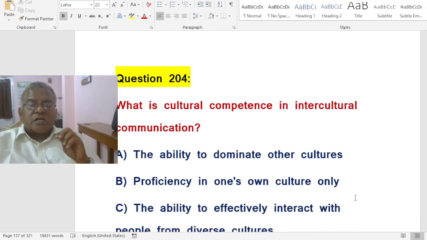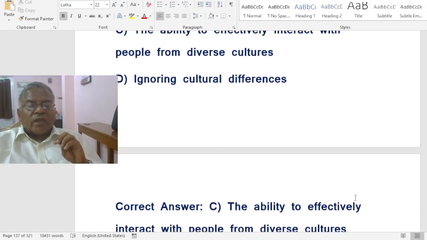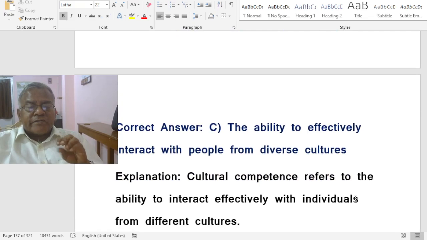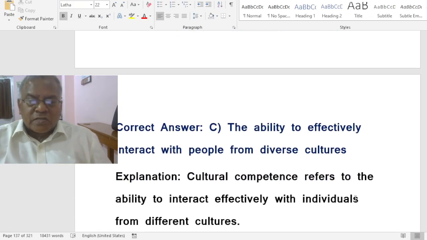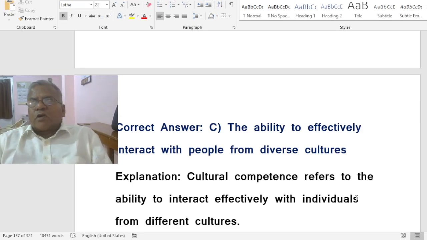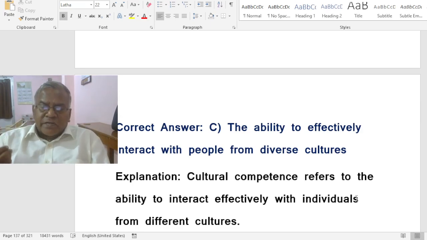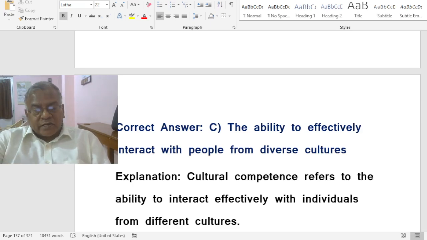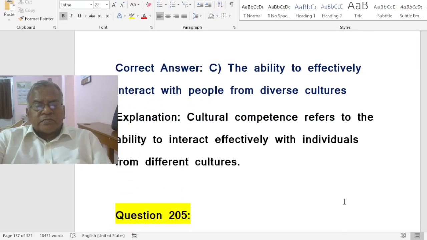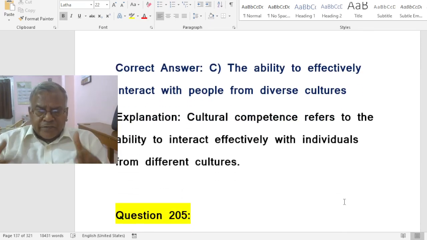What is cultural competence in intercultural communication? That is the ability to effectively interact with people from diverse cultures. Cultural competence means the ability to effectively interact with others from different cultures. So cultural competence refers to the ability to interact effectively with individuals from different cultures.